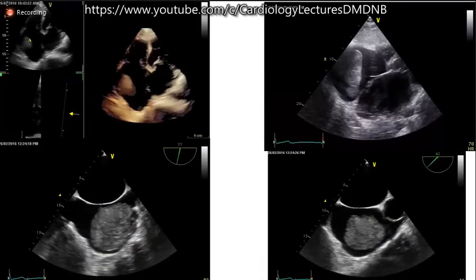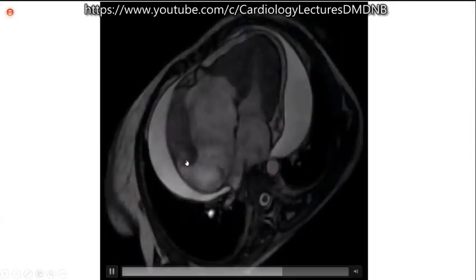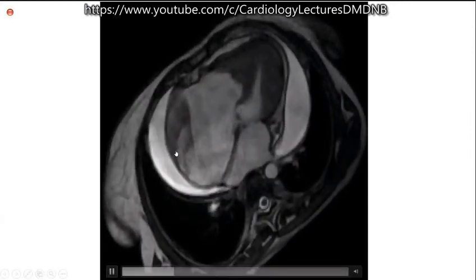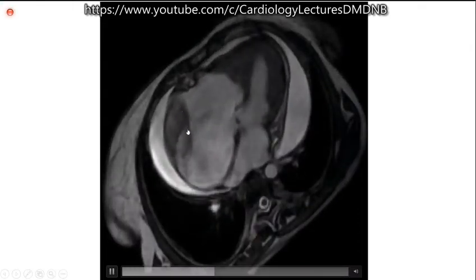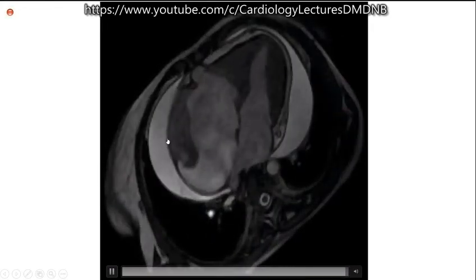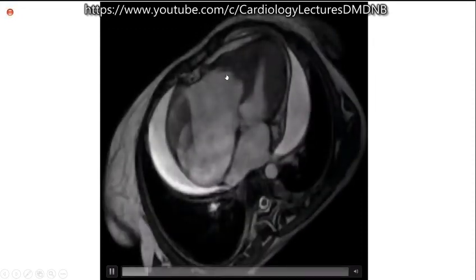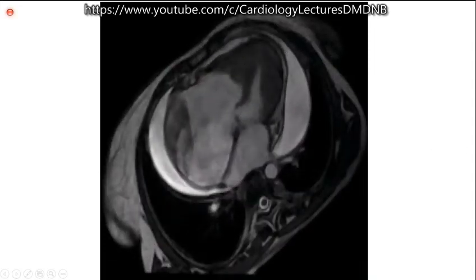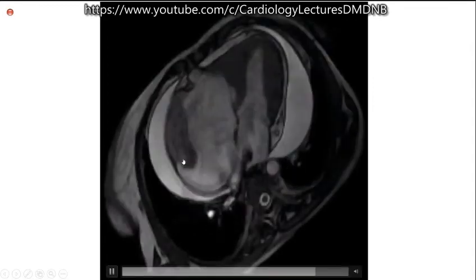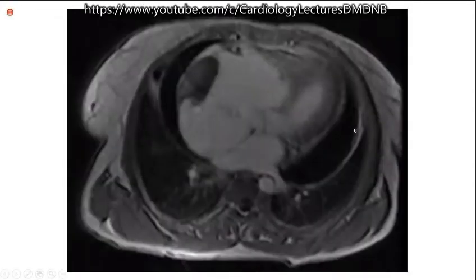So tissue characterization is possible with MRI, and here is a patient under an MRI. You can easily make out there is a huge filling defect. And this patient is having apical obliteration, so this is a case of RV endomyocardial fibrosis, large right atrium, and a huge thrombus. You can see thrombus, huge thrombus. You can see thrombus here also. So it's very clearly seen.